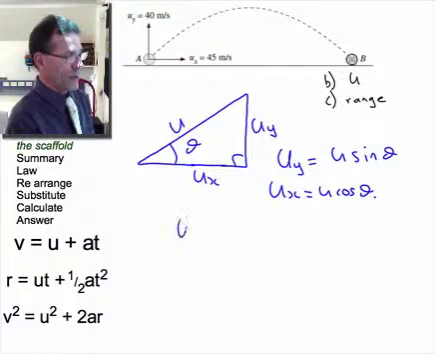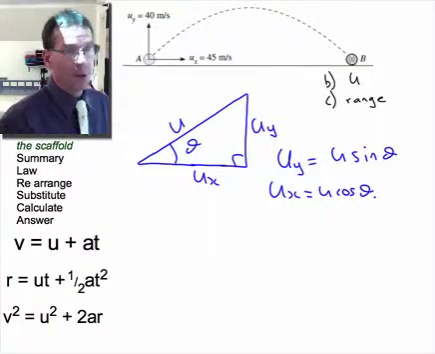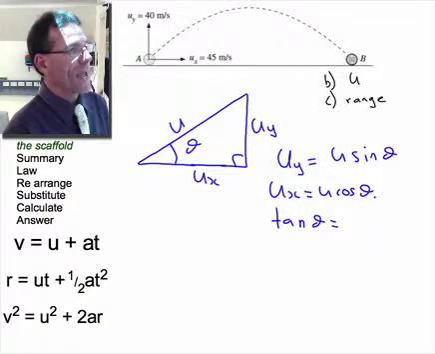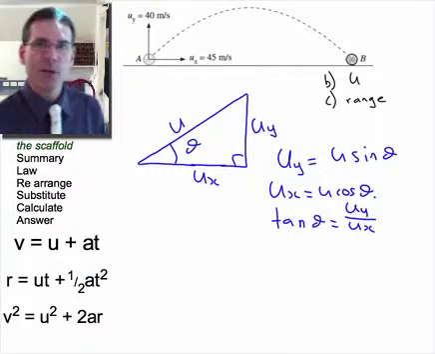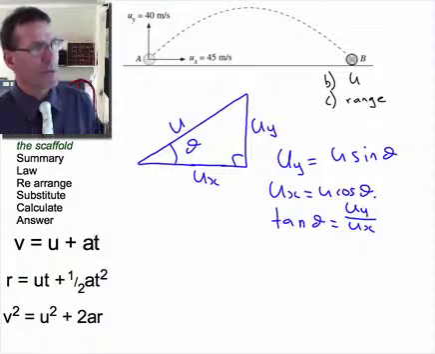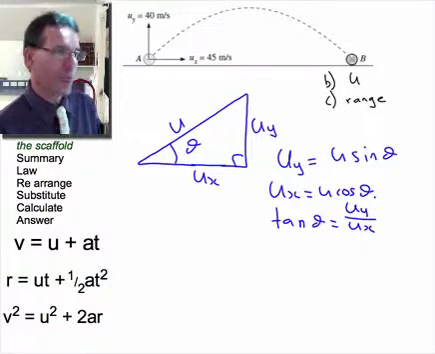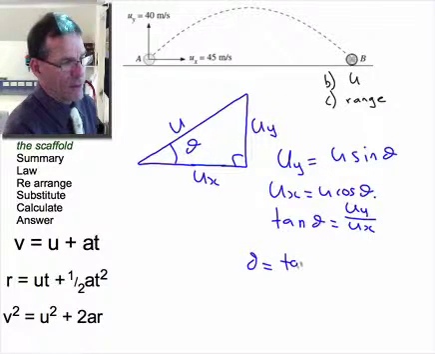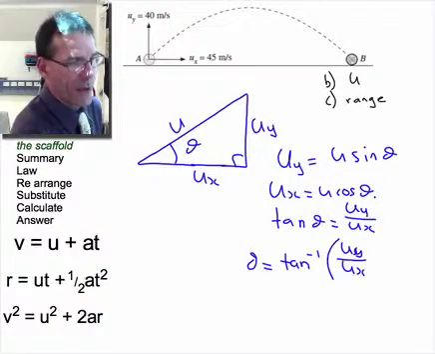That means u can be worked out from pretty much any of these, once we find the angle. So the first thing we need is the angle, and we can get that very simply from tan theta equals uy divided by ux. That will give us the angle first. Once we've got the angle, we can put it back into our sine and cos rules to work out what u is. So theta equals the arctan of uy divided by ux.